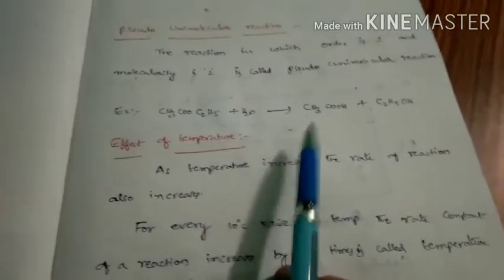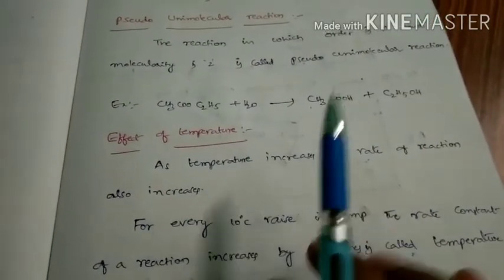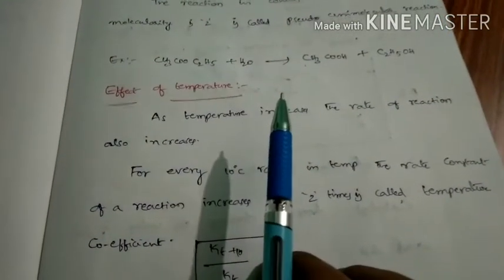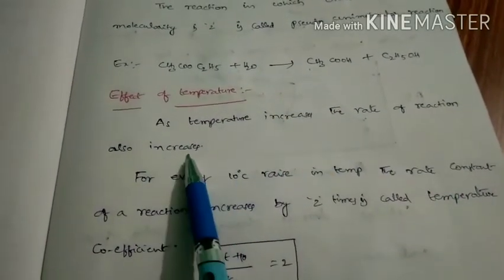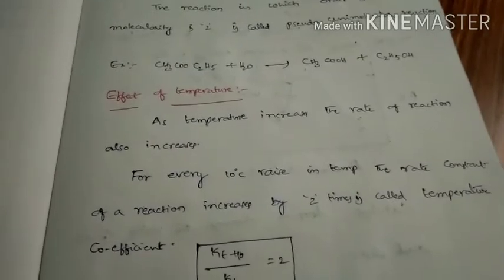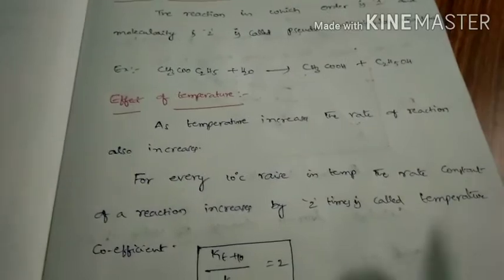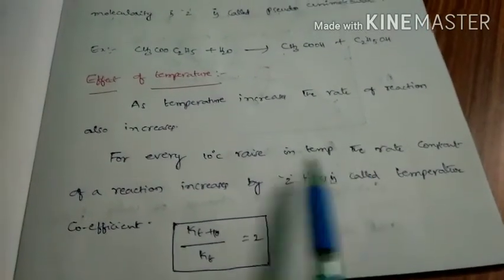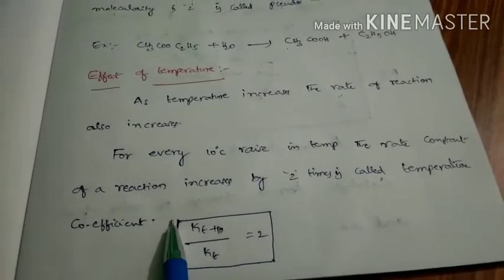Next one. Now effect of temperature. This is also one of the factors which influence rate of reaction. There are a few points regarding this. As temperature increases, the rate of reaction also increases. That means if temperature increases, then reactants are easily converted into products, and automatically rate of reaction also increases. Here one important point: for every 10 degrees rise in temperature, the rate constant of reaction increases by 2 times. That is called temperature coefficient.